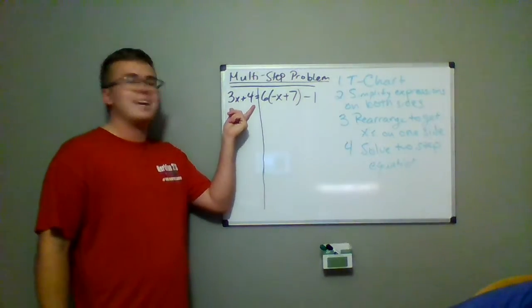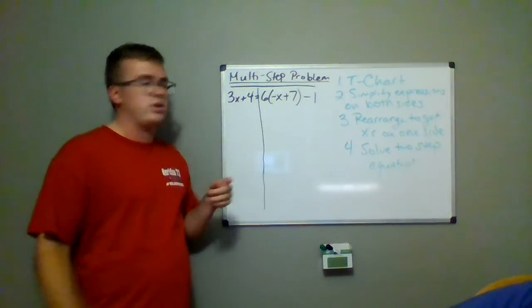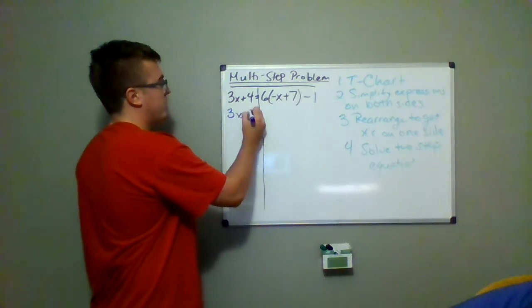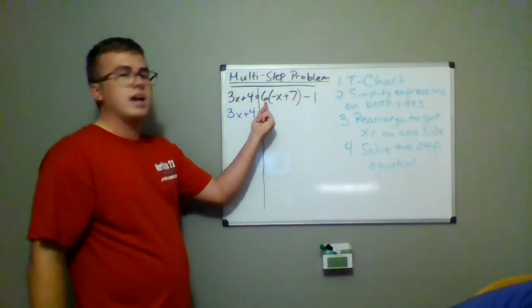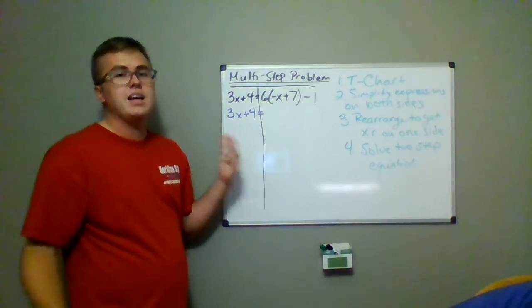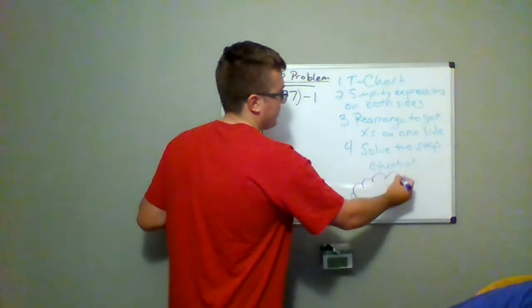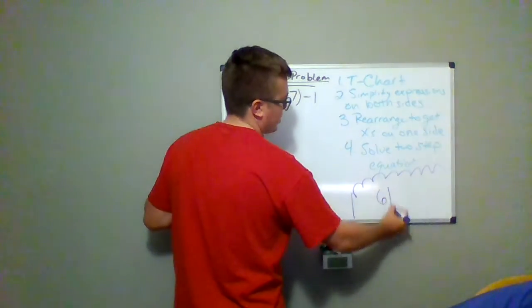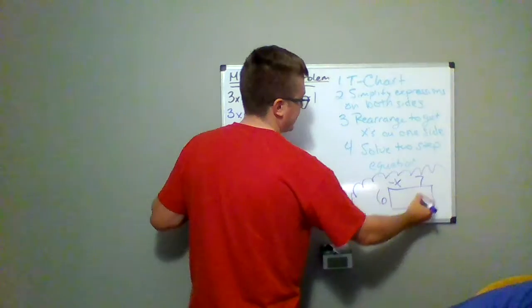On the left side, I already have it simplified because there are no like terms, nothing that you can do with that. So I'm just going to rewrite it here, 3x plus 4. On the right side, if I have a number outside the parentheses, that's where I have to distribute. So I'm going to make my little bubble here again so that I can do my scratch work. 6 goes here, negative x plus 7 here.